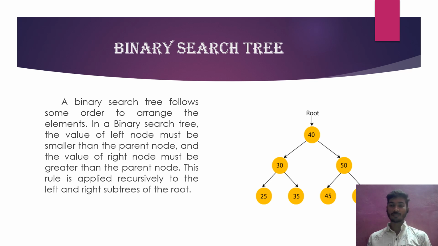Here 40 is the root node. It has 2 children, 30 and 50. Here 30 is less than 40, so it is in the left part of the 40 and 50 is greater than 40, so it is on the right side of the 40. And 30 has two children, 25 and 35. Clearly 25 is less than 30, so it is in the left part and 35 is greater than 30, so it is on the right side. Same for 50. Here the binary search tree property holds at every level.